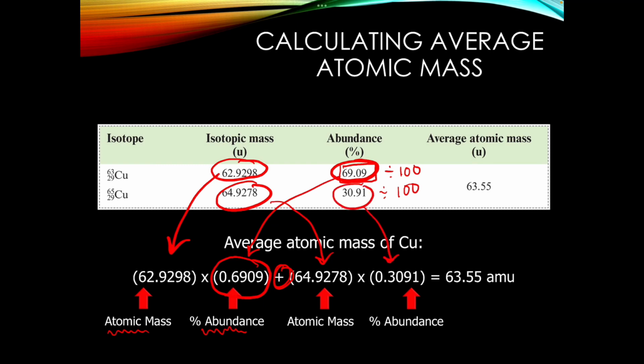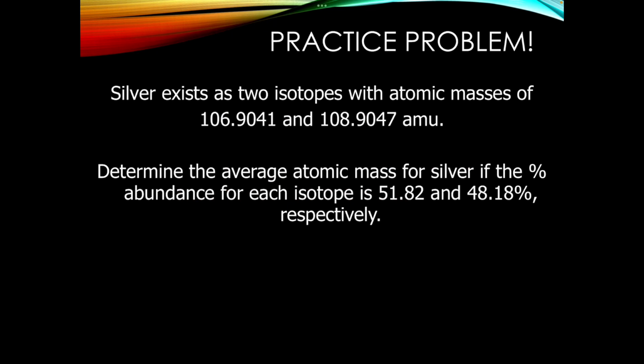And you're going to do that for however many isotopes you have. There are 2 isotopes of copper, so we're just going to do that twice. If there were 3, we would do this 3 times. If there's 4, we do it 4 times, right? But it's always going to be mass times percent abundance, mass times percent abundance, and you're just going to add them all up. So let's do another one.